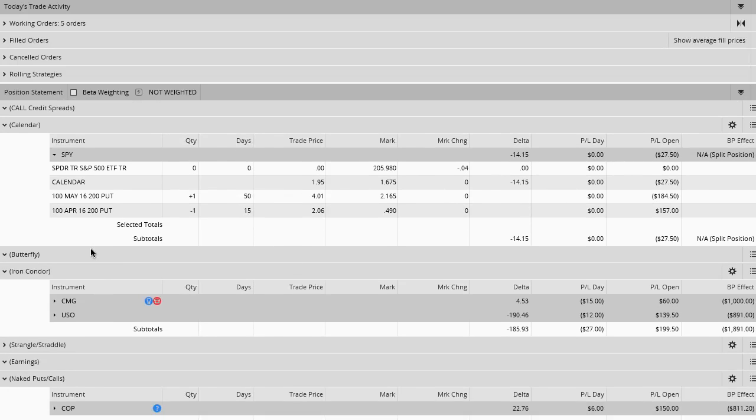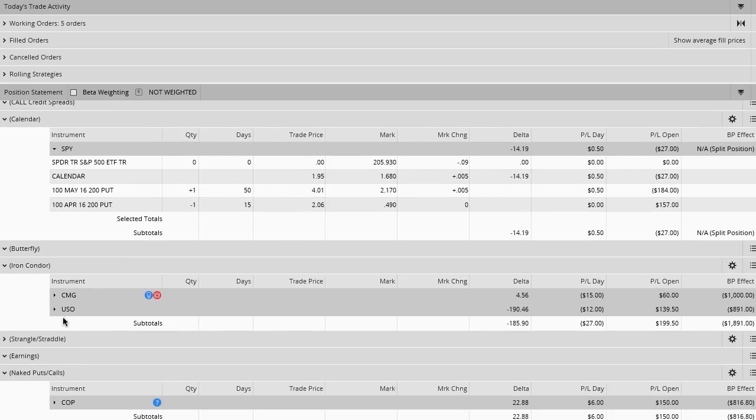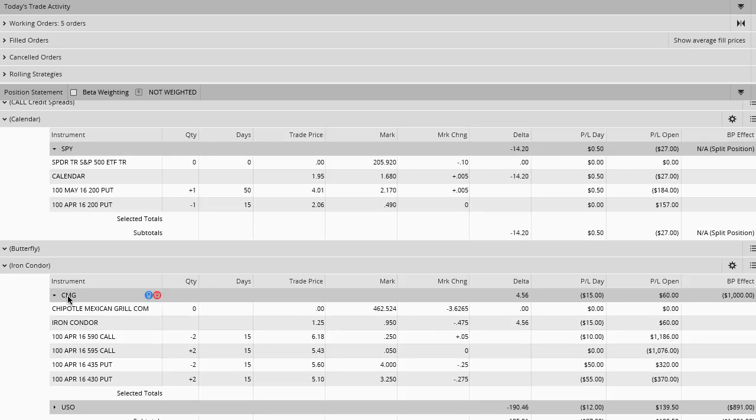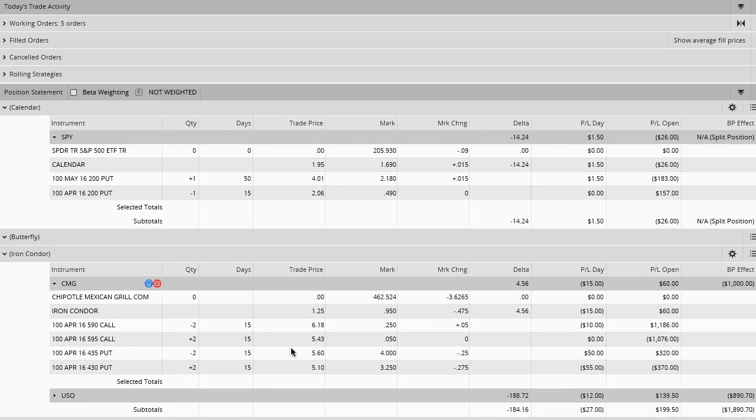Let's look at some iron condors, which are very similar to credit spreads. If we look at, for example, Chipotle in this example, we entered the Chipotle trade, which is a neutral iron condor, and we sold these iron condors for $1.25 each. Now this is a little bit different because now we're on the option selling side. So our max potential profit, since we sold this iron condor for $1.25, is the $1.25 that we took in.